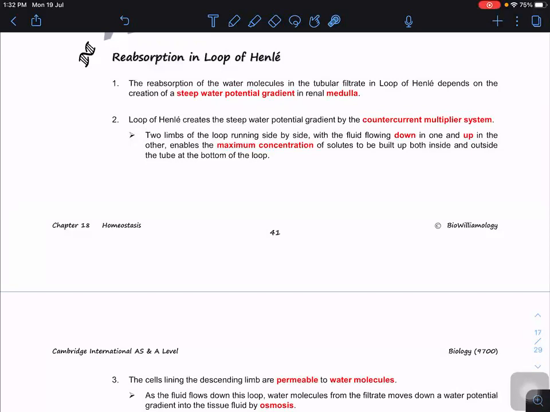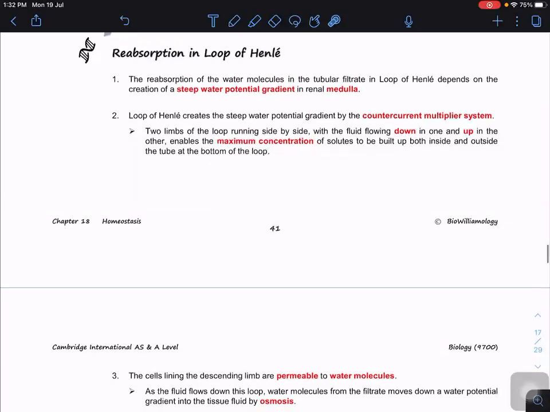in the loop of Henle we do have selective reabsorption, but our focus here will be on the reabsorption of the water molecules as well as the ions, the sodium and chloride ions. Okay, so let's look at these reabsorptions in the loop of Henle. Basically in the loop of Henle, our focus is more on the water molecule.